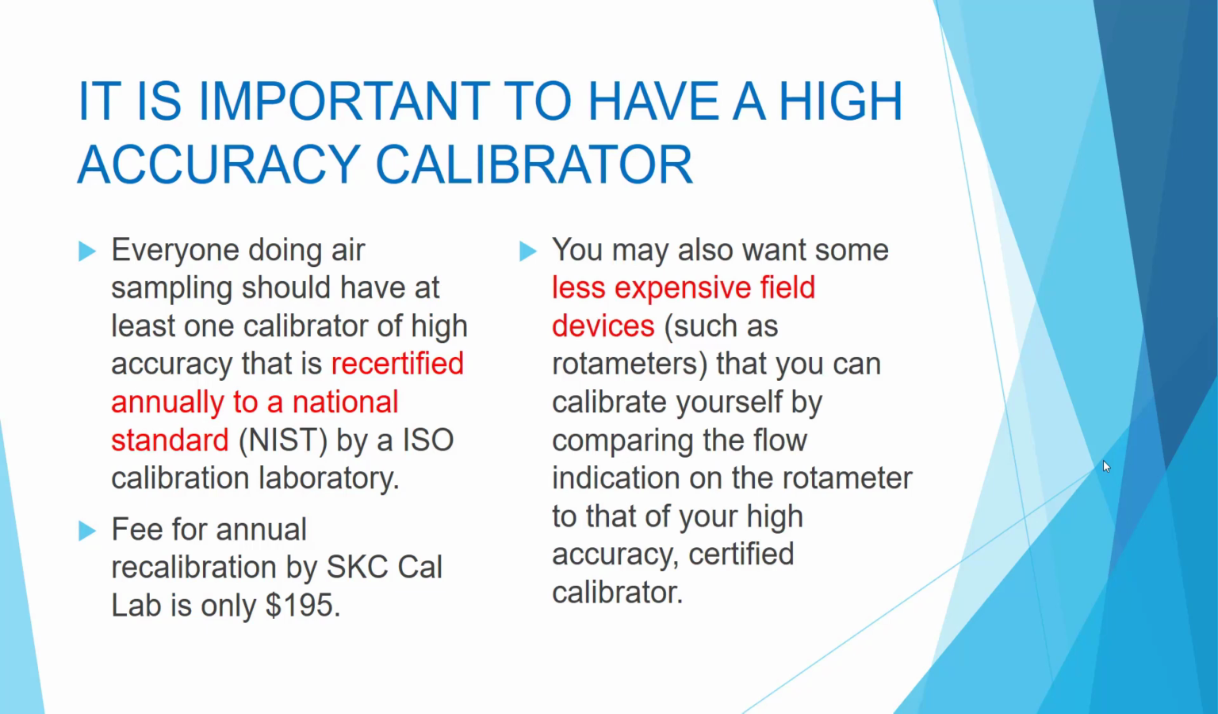You may also want to have some less expensive field devices such as rotometers. You can calibrate these devices by yourself by comparing the flow indication on the rotometers to that of your high accuracy certified calibrators.